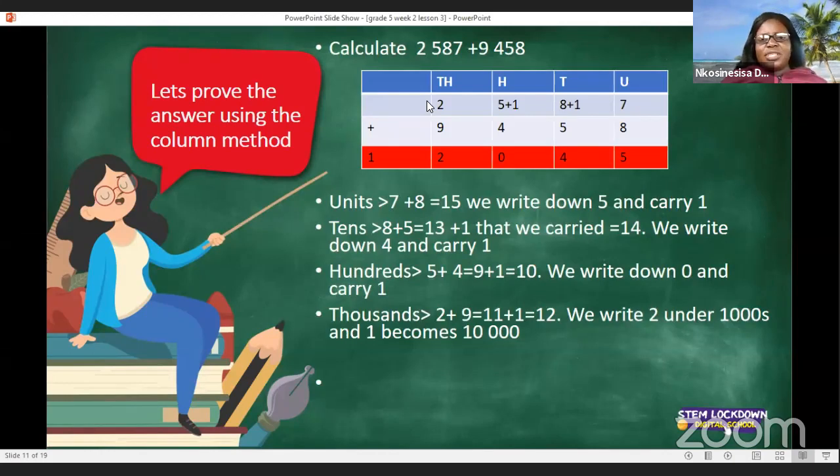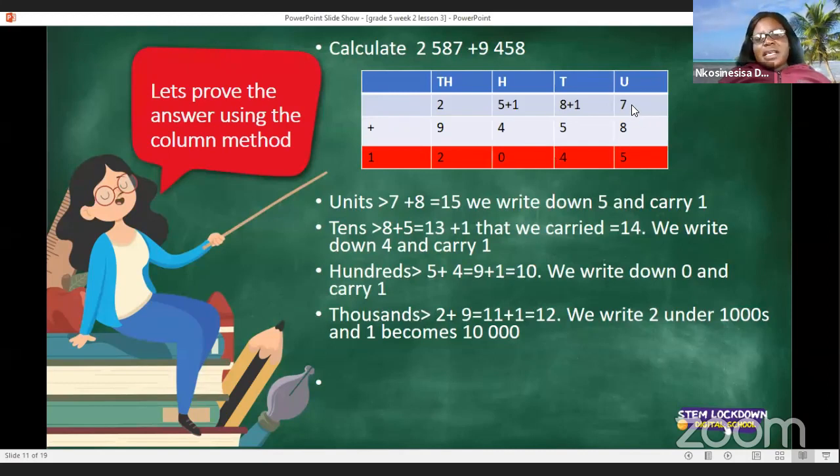Now this is the time to check. So we can see we have units, tens, hundreds, and thousands. Units, tens, hundreds, and thousands. So unit 7 is under unit there. Can you see that? And then 8 is under tens, 5 is under hundreds, and 2 is under thousand. So we do the same thing. 8 is under units, and then 5 is under tens, 4 is under hundreds, and 9 is under thousands.